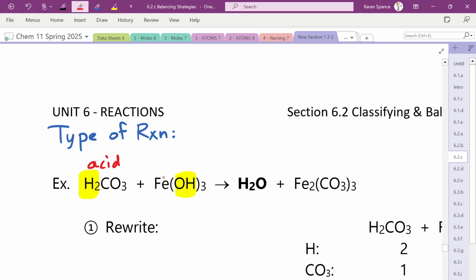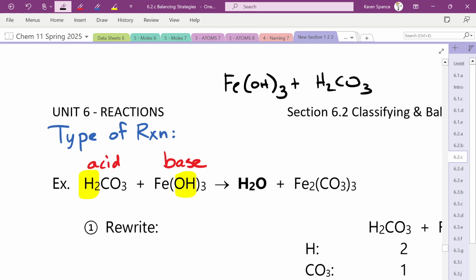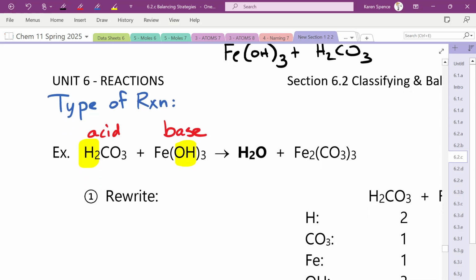That is a base. By the way, could I write it base plus acid? Would that be okay? Could I write it as FeOH3 plus H2CO3? Would that be okay? Yeah, you can switch reactants around and it doesn't matter, okay?